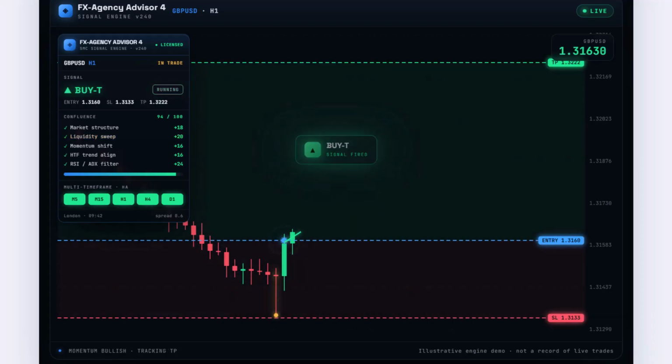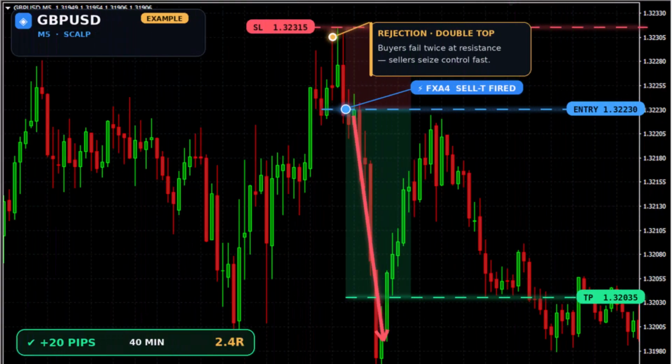Another useful feature is the real-time market bias. When the bias filter is enabled, the software focuses on setups that align with the prevailing market direction. While no tool can eliminate trading risk, filtering trades based on trend direction can help traders maintain a more consistent approach instead of constantly trying to trade against market momentum.